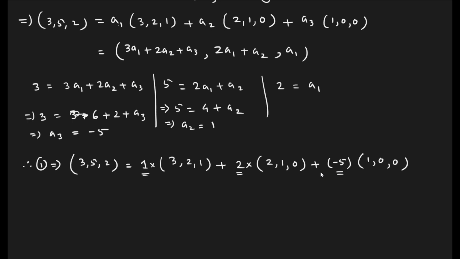And here, these scalars a1, a2 and a3 are all real numbers. Suppose they were not real numbers. Suppose after calculation we got the values of a1, a2 and a3, but one particular value came out as a complex number. Since our field is real numbers and one scalar is a complex number, it means that we cannot express this particular vector in terms of v1, v2, v3. But here there is no problem, because the field is real numbers and all the values we found, a1 is 2, a2 is 1 and a3 is minus 5, are real numbers.